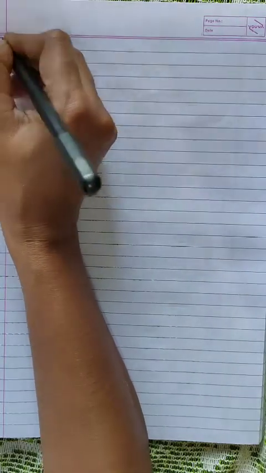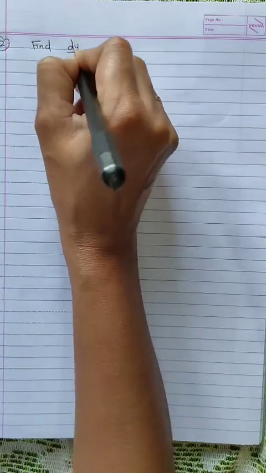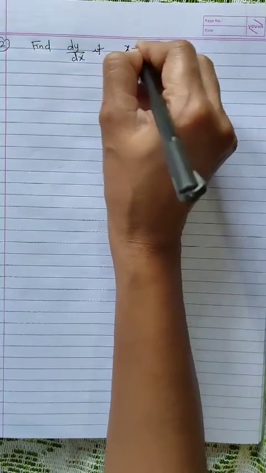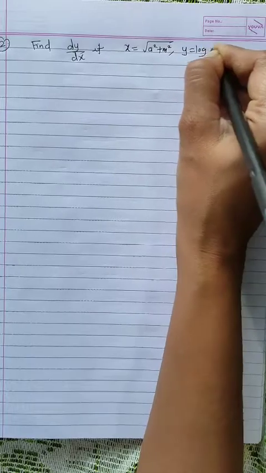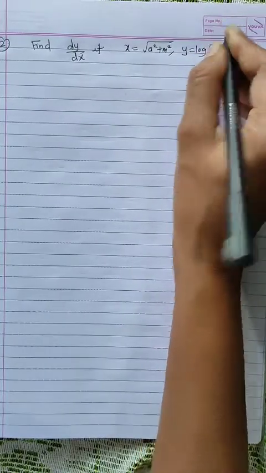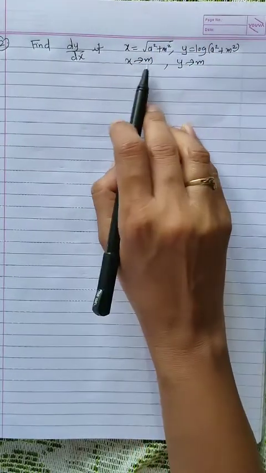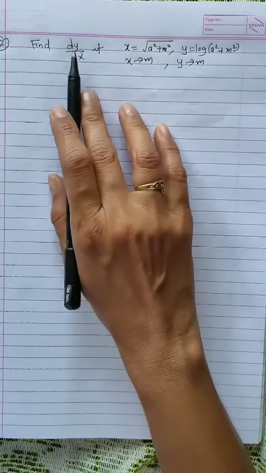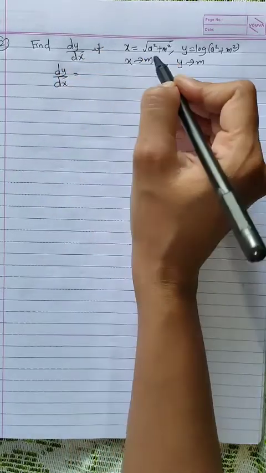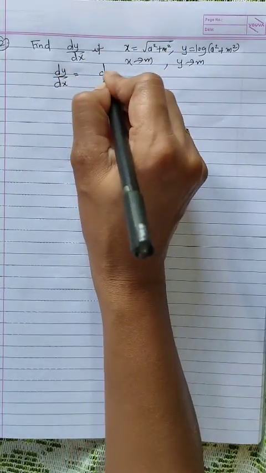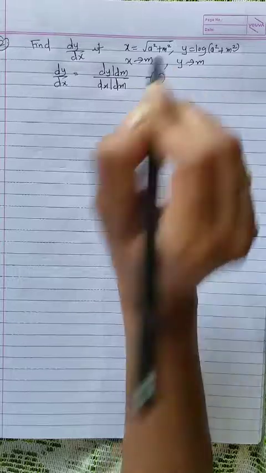Example number 2. Okay, again the question is the same. Find dy by dx if x equal to under root a square plus m square and y equal to log of a square plus m square. Now see here students, x is a function of m, y is also a function of m. So your parameter is what? m. Okay, what we want is dy by dx. So our formula for dy by dx will become, since y is a function of m, dy by dm upon dx by dm. So say this is equation number 1.